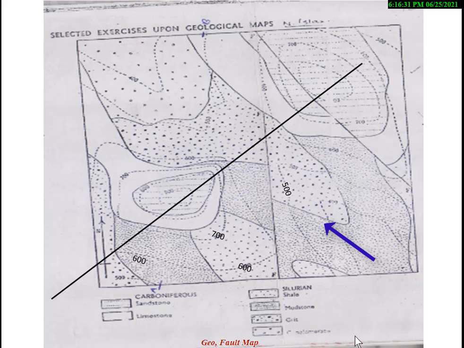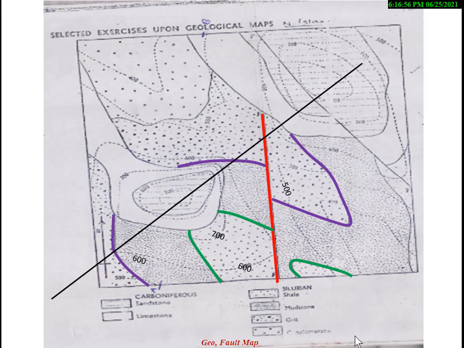Another situation, in this map you see there is some problem that arises, and how do you solve this problem and calculate the throw. This is a fault line, this is one bedding line, the same is repeated on the right side, this is a greenish one, and this is another bedding line which repeats here. So there is a displacement, you can easily identify it with the naked eye. So you need to calculate what the displacement value is.